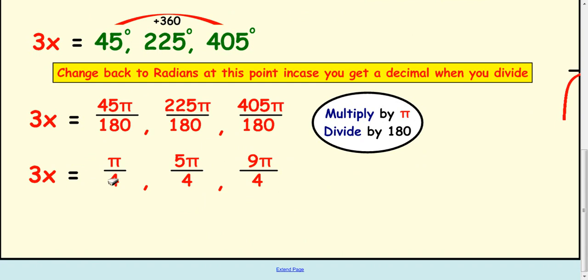And finally, divide by 3. The easiest way to divide fractions by 3 is to think of dividing by 3 over 1, which is the same as multiplying by 1 over 3. So if you're multiplying these by 1 over 3 or a third, the bottom number is really multiplied by 3. So that makes pi over 12, 5 pi over 12, and 9 pi over 12, which cancels down to 3 pi over 4.